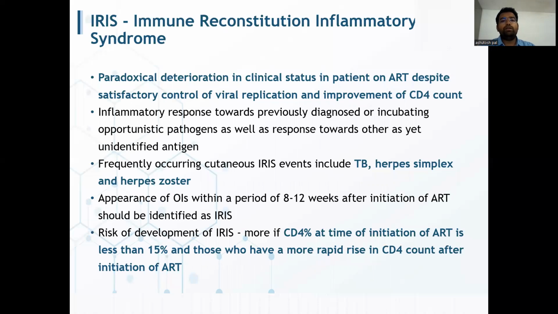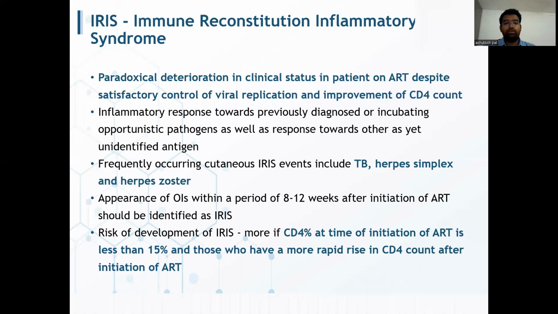What is immune reconstitution inflammatory syndrome? This is paradoxical deterioration of the clinical status of a patient on ART despite satisfactory control of viral replication and improved CD4 count. How does it occur? Inflammatory response towards previously diagnosed or incubating opportunistic pathogens, as well as response towards other as yet unidentified antigens.